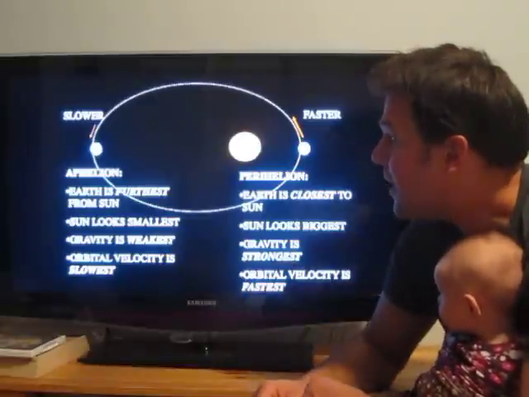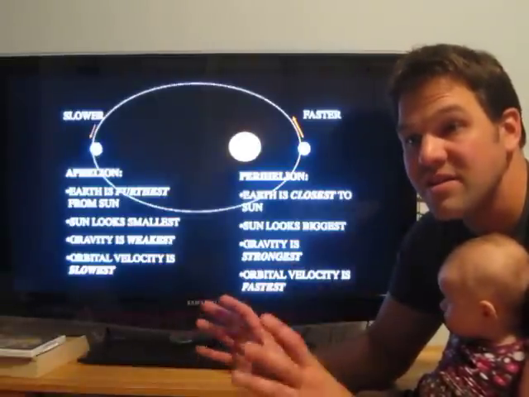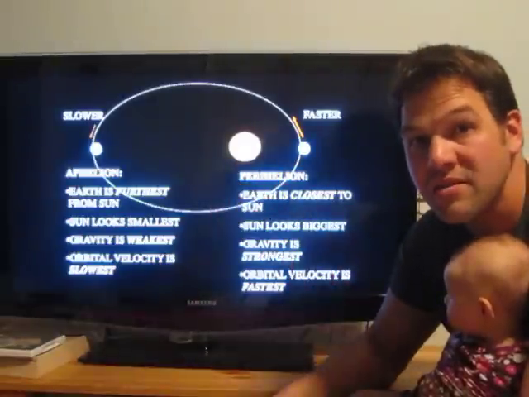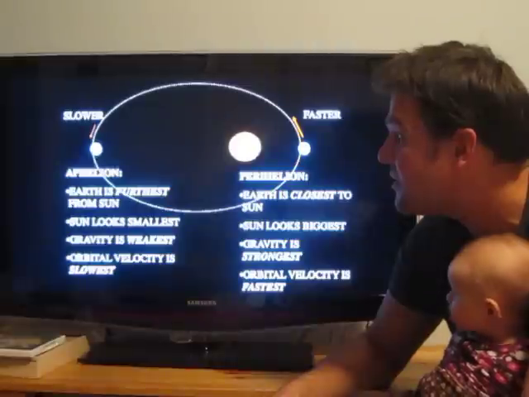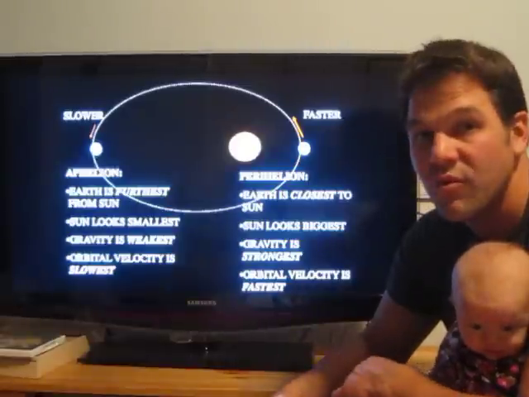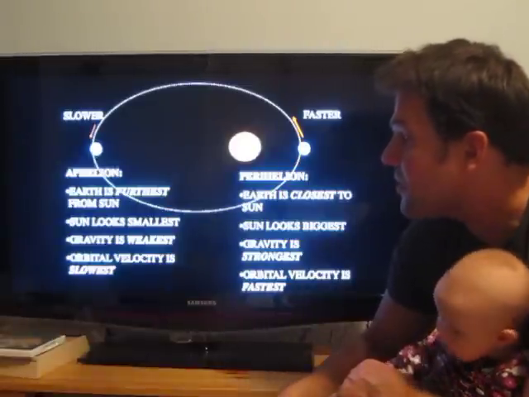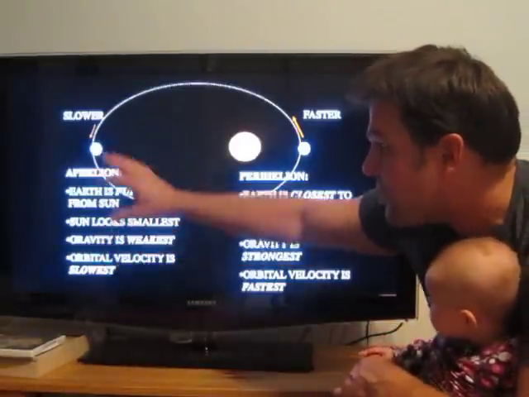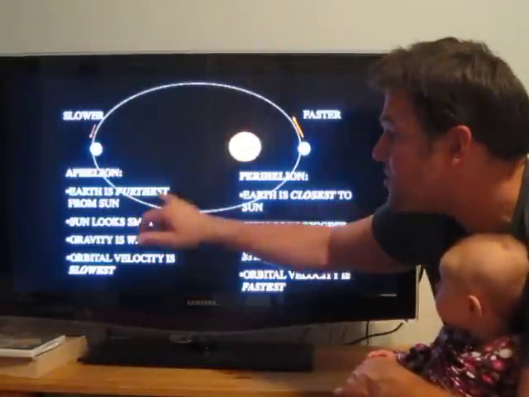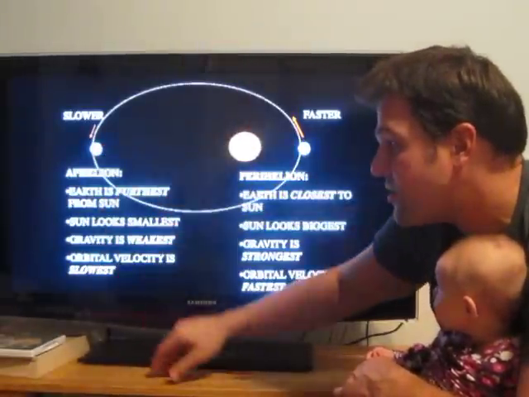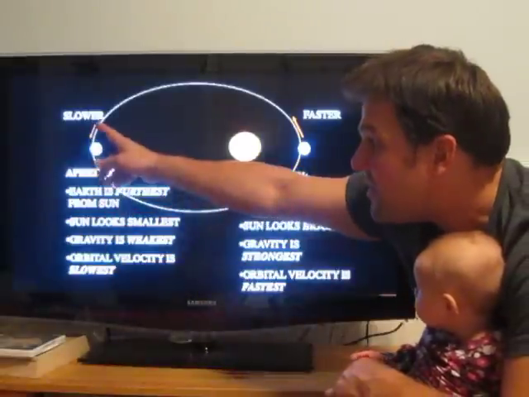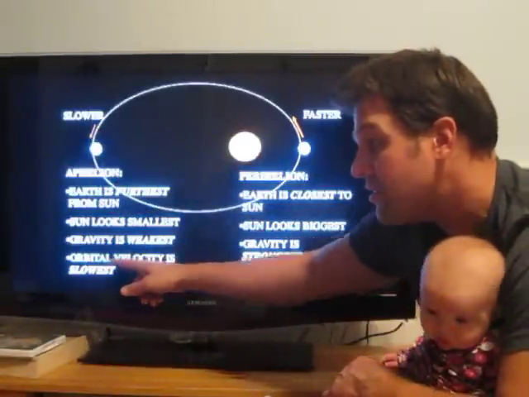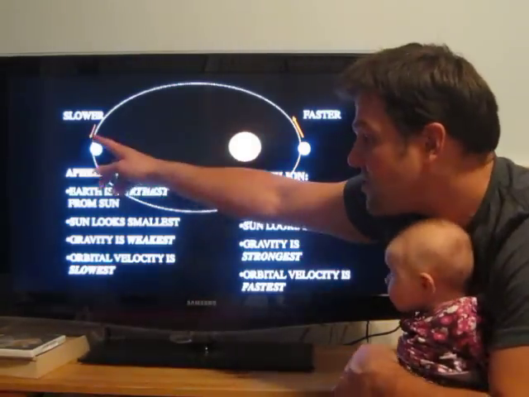And then the other thing that determines gravity is the size of the objects. So the sun is a massive object, and so it provides a lot of gravitational force for the Earth. Okay, so at aphelion, just to sum it up, the sun looks the smallest in the sky. The apparent diameter is the smallest. The gravity is weakest here, and the speed of Earth, which we call the orbital velocity, the speed through its orbit, is the slowest there.